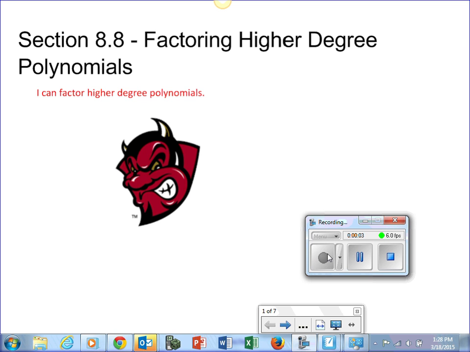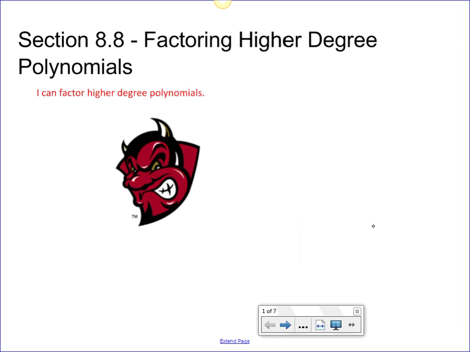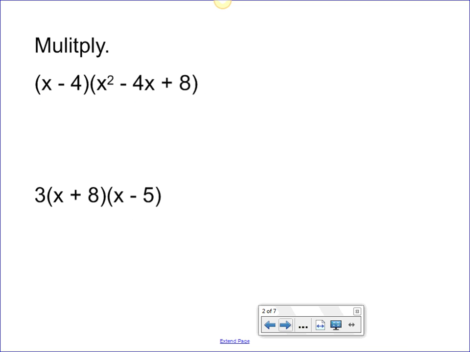Okay, today we're looking at section 8.8, which is the last section of the chapter. And what we're doing today is we're going to be factoring higher degree polynomials. Okay, so first thing, let's get started.